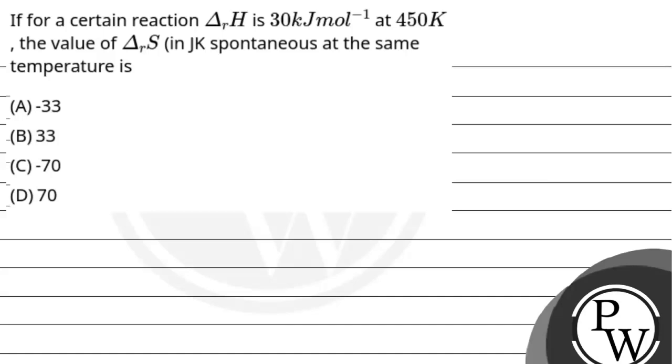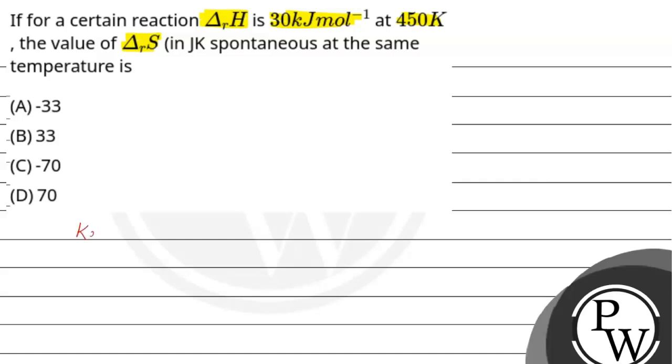The question says, if for a certain reaction delta RH, that is change in enthalpy of a reaction, is 30 kilojoules per mole at 450 Kelvin, the value of delta Rs, that is change in entropy for the reaction, in joule per Kelvin, for it to be spontaneous at the same temperature is. So, 4 options are given: A, B, C and D. A says it's minus 33, B says it's 33, C says it's minus 70 and D says it's 70.